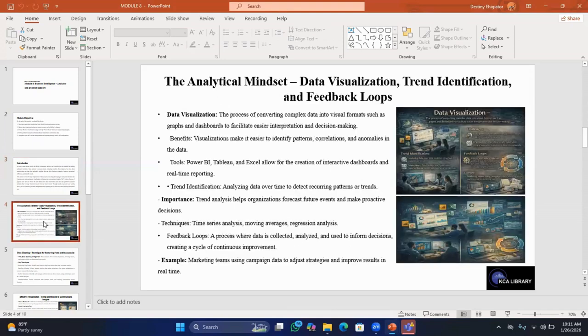Now let's go straight to it. What is the analytical mindset? Let's look at data visualization, trend identification, and feedback loops.